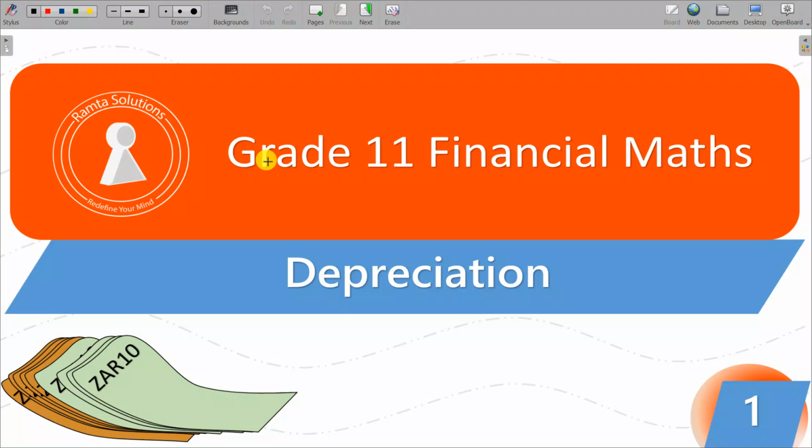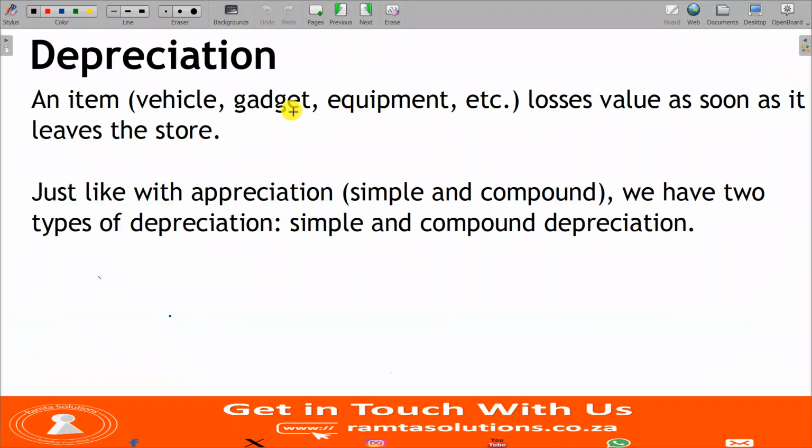Today we are looking at depreciation. All right guys, you are now in grade 11. You remember in grade 10 you did appreciation, otherwise you simply called it interest. So now, where do we come from with this depreciation?